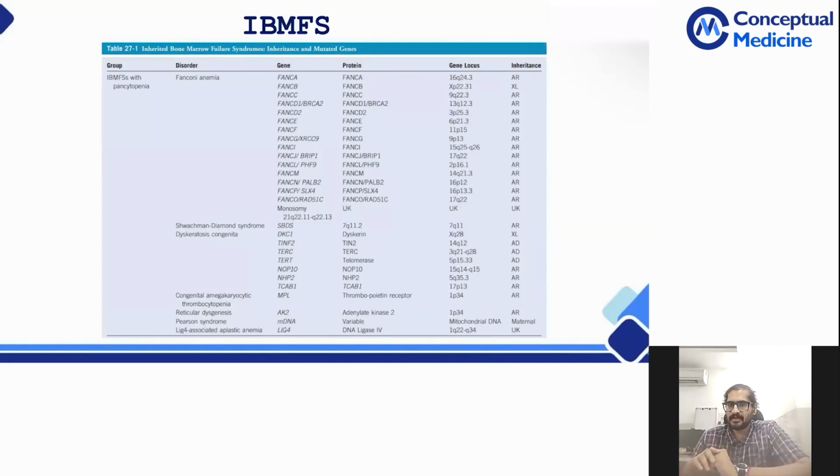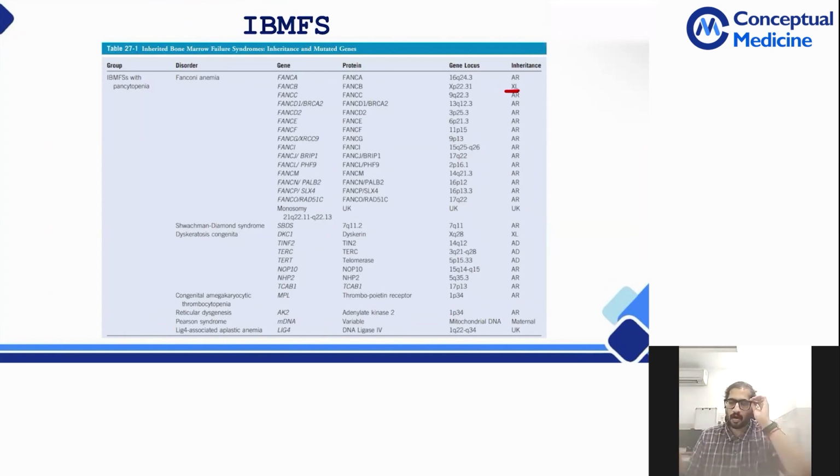Then comes inherited bone marrow failure syndromes, a much important topic. Inherited bone marrow failure syndromes can be of a lot of varieties, but from an exam point of view, you have to have crisp and concise text on them. Most common is Fanconi. Fanconi is autosomal recessive inheritance, except for FANB. Only FANB is X-linked recessive.